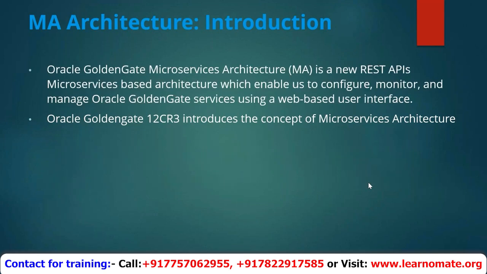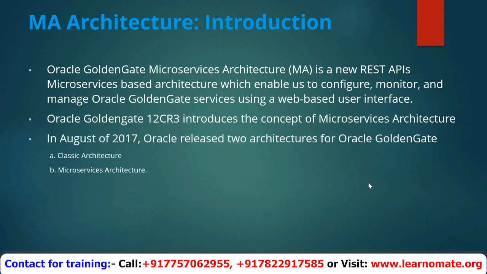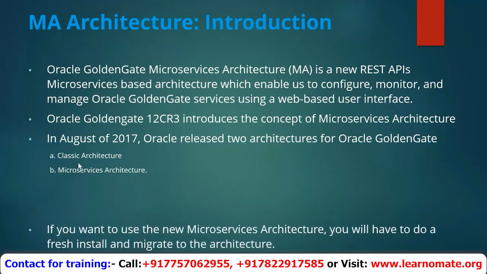Oracle GoldenGate Microservices architecture is a new REST API based architecture which enables us to configure, monitor and manage Oracle GoldenGate services using a web-based user interface. So it's a REST API based architecture. From GoldenGate version 12.3, microservices was introduced. Basically, in August 2017, two architectures were launched. The existing architecture was renamed to classic, and then microservices was introduced.